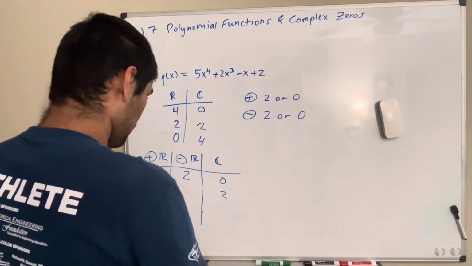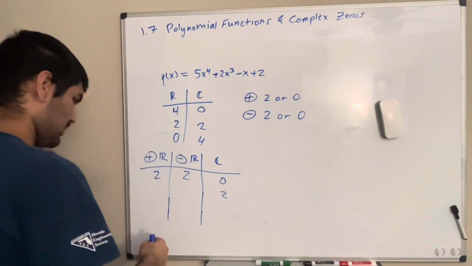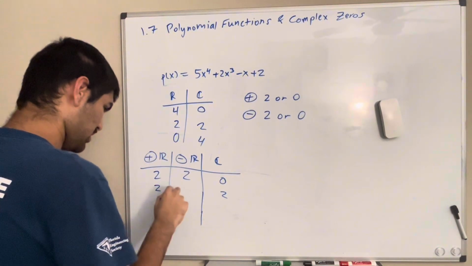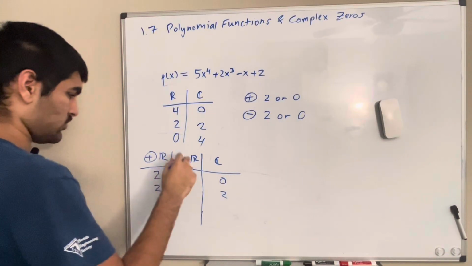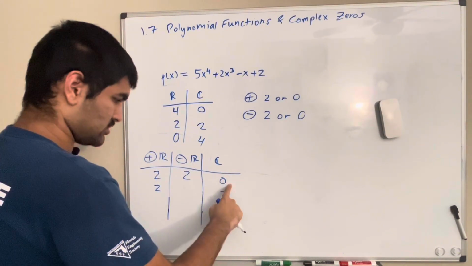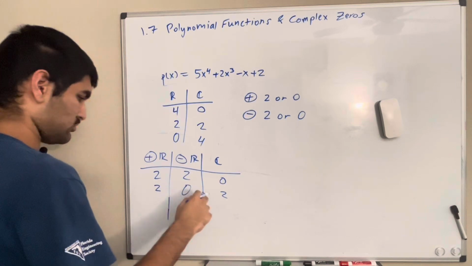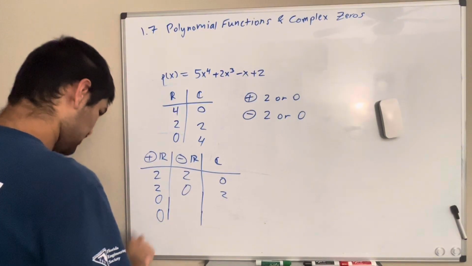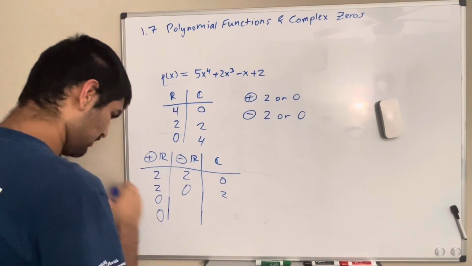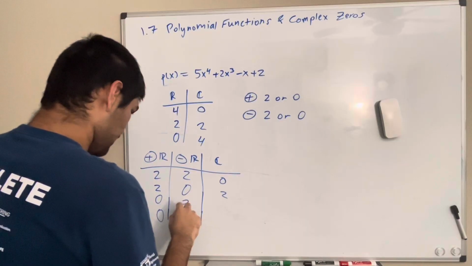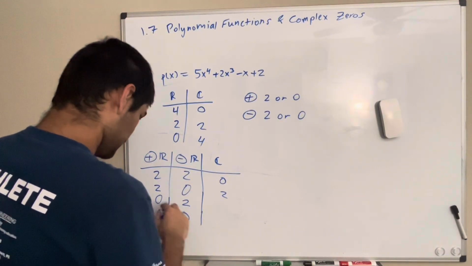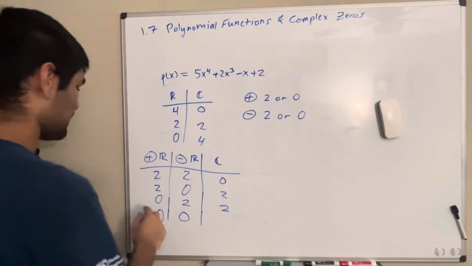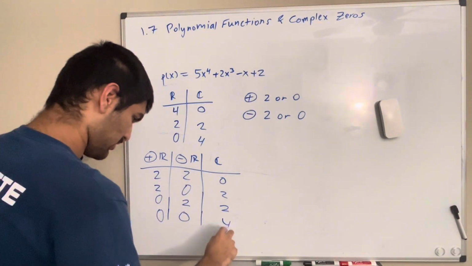I'm gonna fill this in as I go because there's multiple different scenarios. So let's just start off with the possibility that there's 2 positive zeros, right? So then if there's 2 positive zeros, then there could be either 2 negative real zeros, which results in 0 complex zeros, or there could be 0, which results in 2, right? Because it has to add up to 2. And then there's the possibility that there's 0 positive real zeros, my bad. And that means that there's either 2 negatives or 0 negatives. So in the case there's 2 negatives and 0 positives, there has to be 2 complex. And in the case there's 0 reals, positive or negative, there has to be 4 complex.